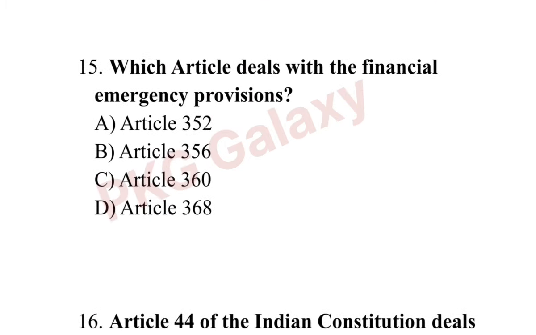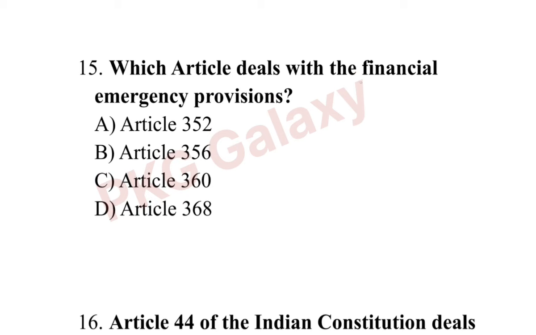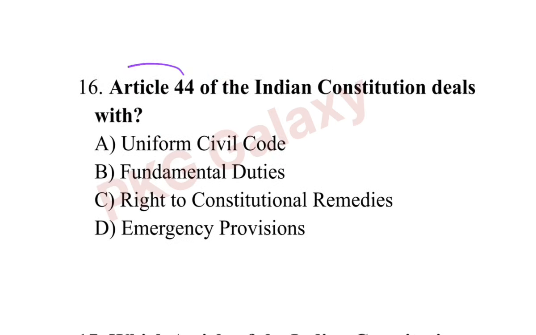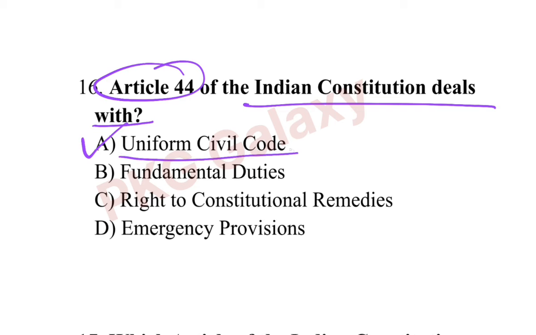Next question. Which article deals with the financial emergency provisions? The correct answer is option C, Article 360. The Article 360 provides for the proclamation of financial emergency in the country. Next question. Article 44 of the Indian Constitution deals with, the correct answer is option A, Uniform Civil Code.